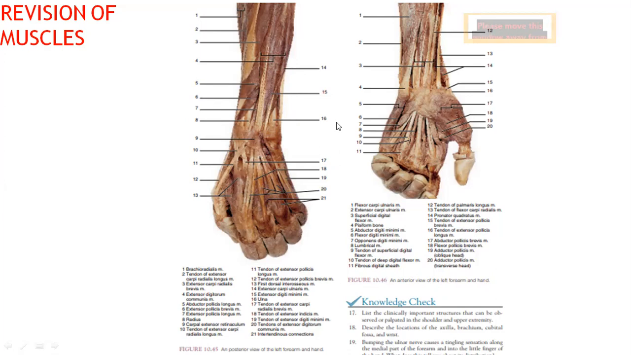So this is the flexor group of muscles, right? This is the little finger and this is the thumb. That means this is the medial aspect and this is the lateral aspect. So the very first muscle we have is flexor carpi ulnaris, isn't it? Behind, you have extensor carpi ulnaris, of course. Here we have the flexor retinaculum.